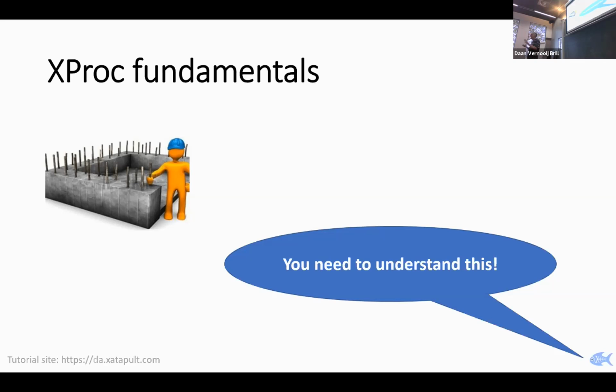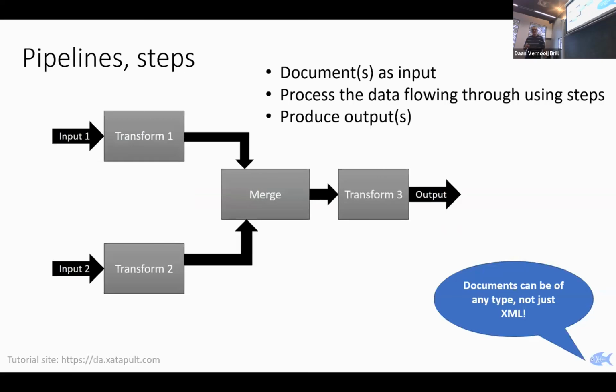Okay, with that out of the way, let's start with the fundamentals of XProc, right at the very beginning. The basic things in XProc are pipelines and steps, and as we're going to see, these things are interchangeable. What is a pipeline? A pipeline is something where you use documents as input, you push them through a series of steps to refine them, change them, merge them, split them, whatever, and you produce one or more outputs.